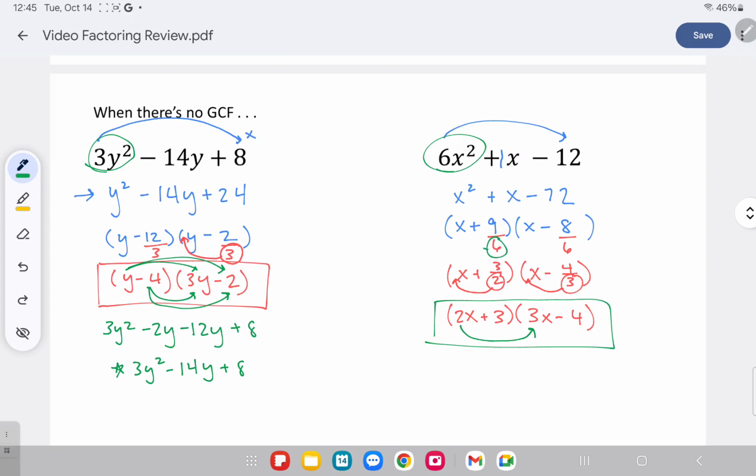If I would have tried to move the 6 up front earlier and got 6x plus 9 and 6x minus 8, if I would have tried to check by taking 6x times 6x, I would have gotten 36x squared, which is far larger than the first term we should have gotten. We know our first term needs to be 6x squared, not 36x squared. That's why it's crucial that we remember to reduce our fractions before we do that slip and slide.